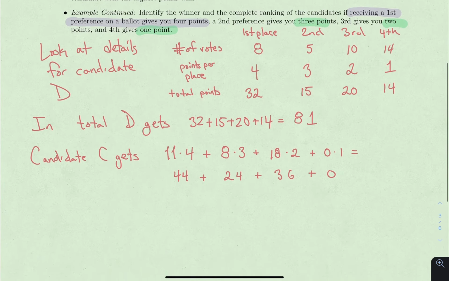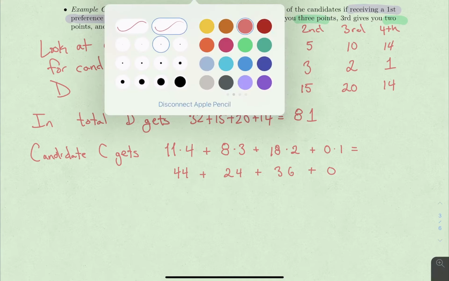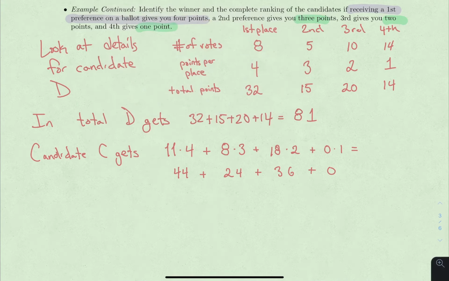And let's finish writing that out. The 24 plus the 36 is the easier thing to add together. That's 60. Plus 44 is 104. So candidate C gets 104 points. I guess D got points as well. So C is ahead of D.